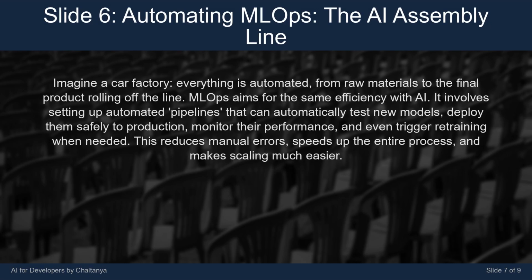Imagine a car factory. Everything is automated, from raw materials to the final product rolling off the line. MLOps aims for the same efficiency with AI. It involves setting up automated pipelines that can automatically test new models, deploy them safely to production, monitor their performance, and even trigger retraining when needed. This reduces manual errors, speeds up the entire process, and makes scaling much easier.